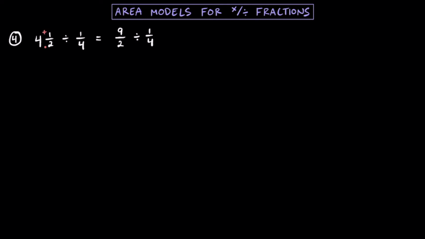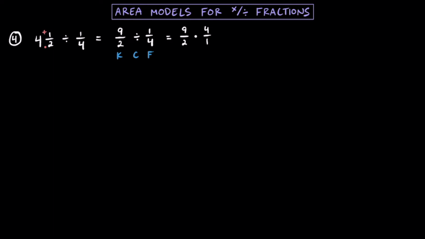Okay, keep in mind, just like in the last example, we want to think about this as a multiplication problem, so we can rewrite all division problems as a multiplication problem to get the same answer. So we're going to keep the 9/2, and we're going to multiply by 4/1. That's the reciprocal of the second fraction.